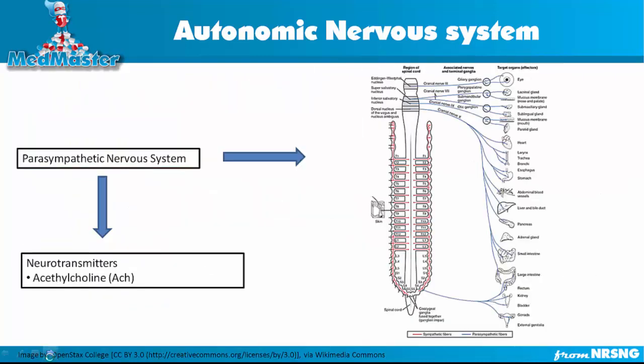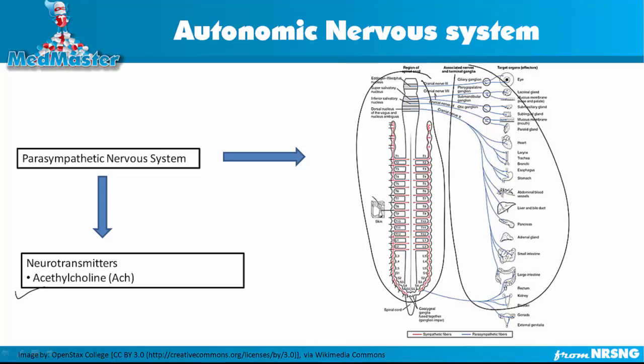Now, the parasympathetic nervous system. The main neurotransmitter present in the parasympathetic nervous system is acetylcholine. And as we talked about in the very first slide, this is the central nervous system, the brain and the spinal cord, and this goes to the postganglionic neurons. So these are all preganglionic, and these are all postganglionic neurons. So that's the parasympathetic nervous system.